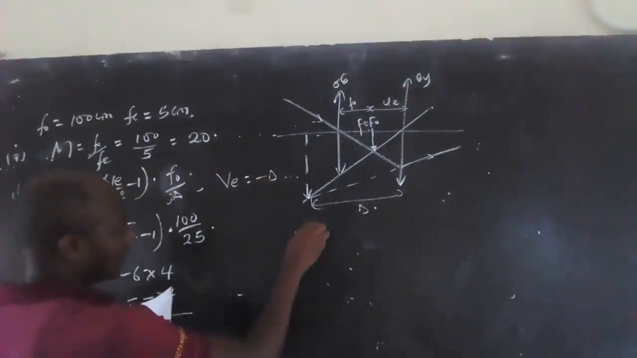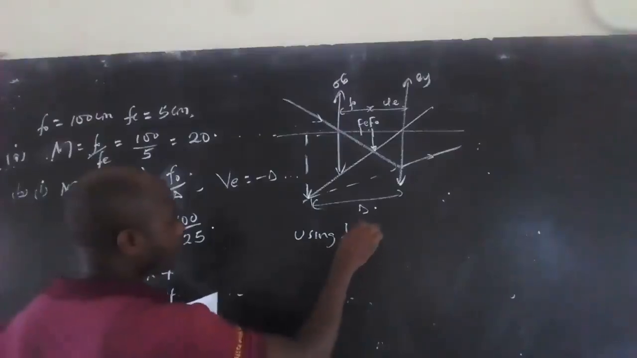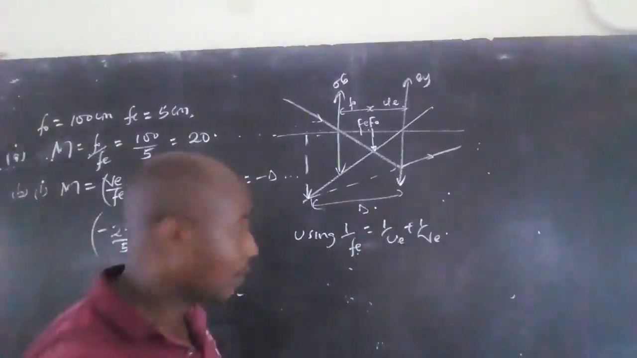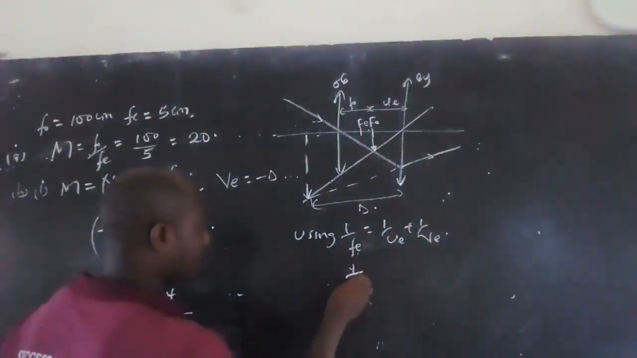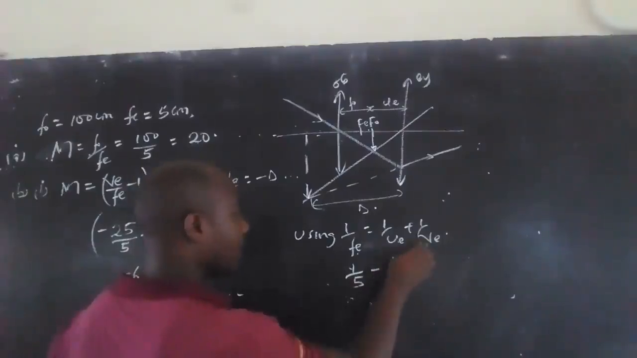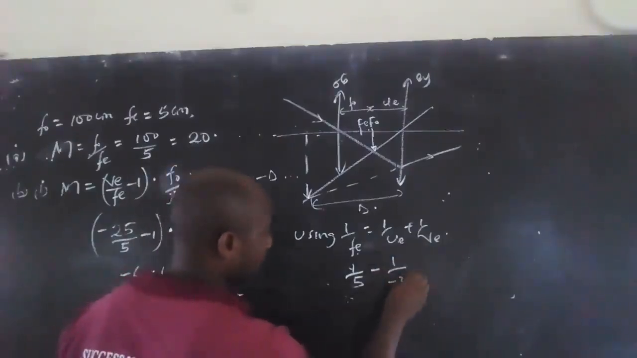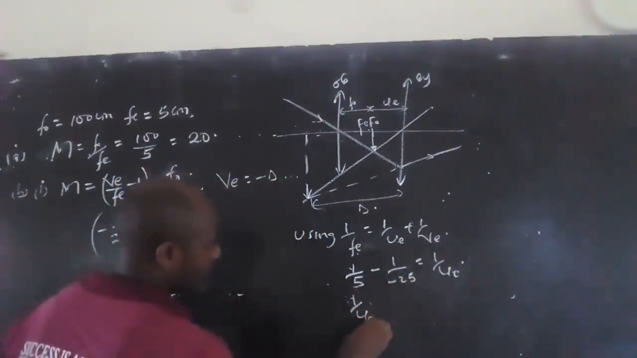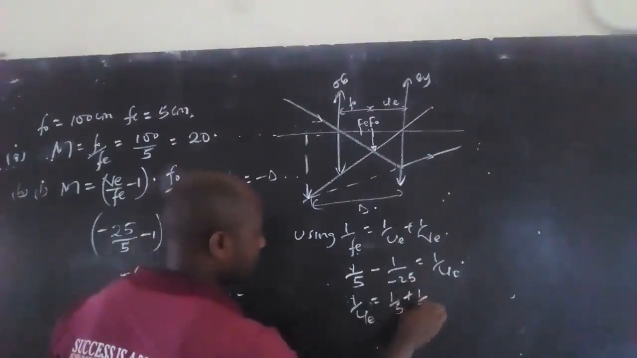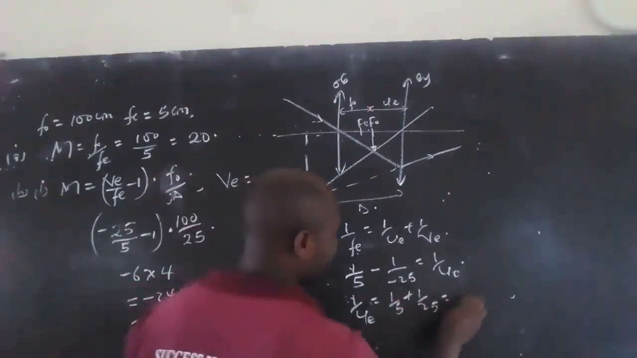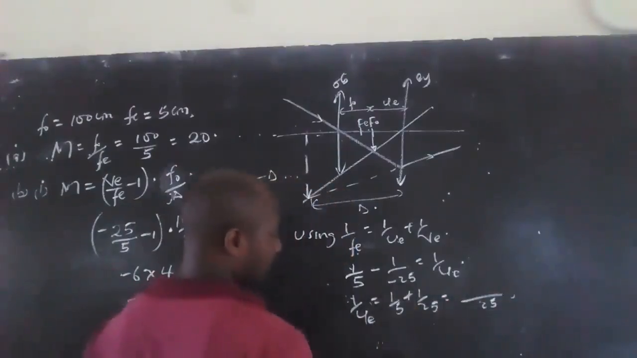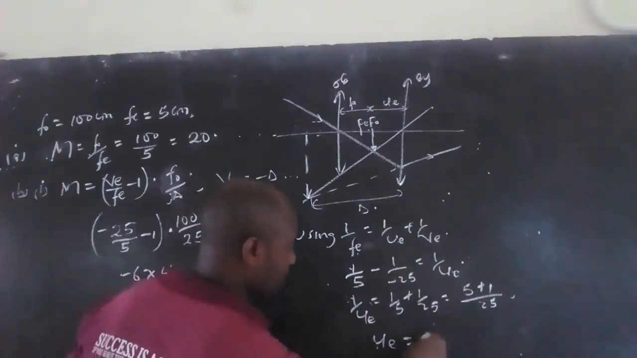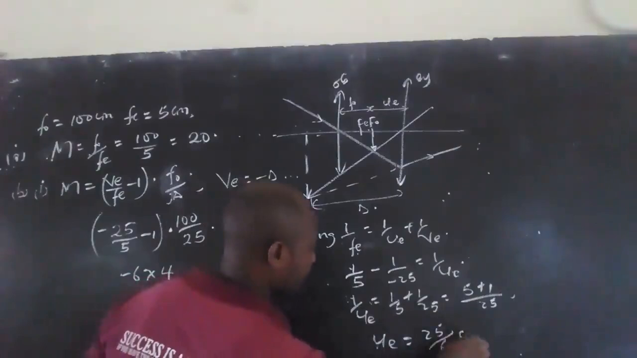So we shall say that using 1 over FA equals 1 over UE plus 1 over VE. Okay? So we shall now have 1 over FA, that's 5, minus 1 over VE, VE is negative 25, is equal to 1 over UE. So meaning that 1 over UE will become 1 over 5 plus 1 over 25. And you know LCM is 25. This is 5 plus 1. So UE will become 25 over 6 centimeters.